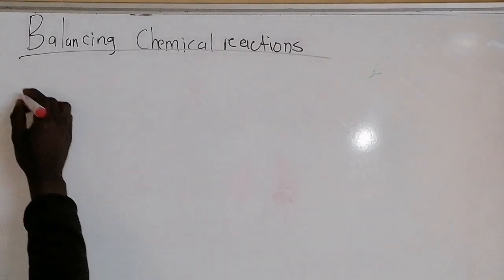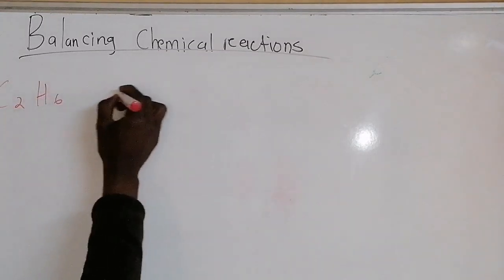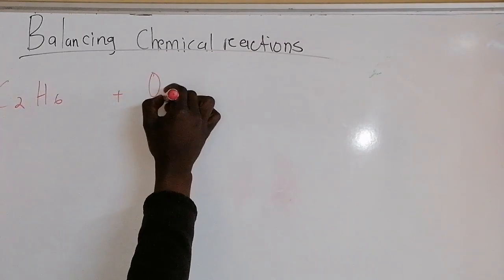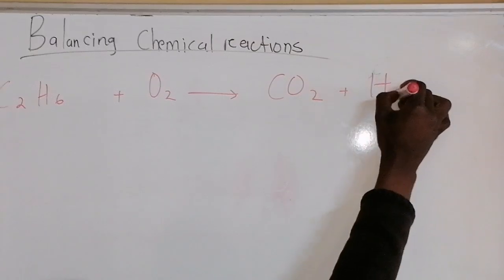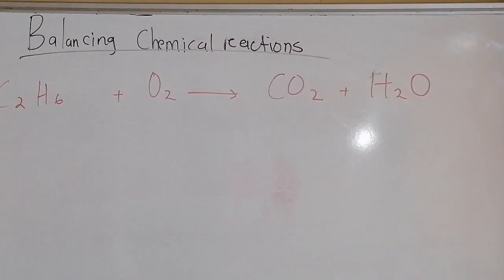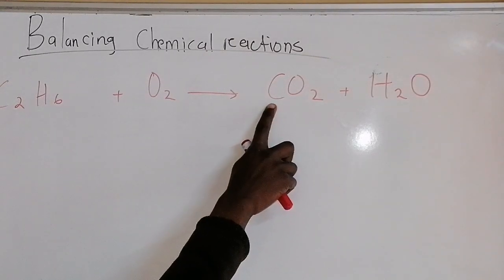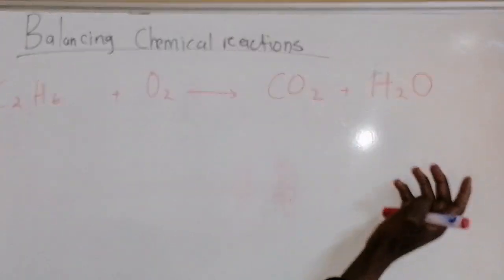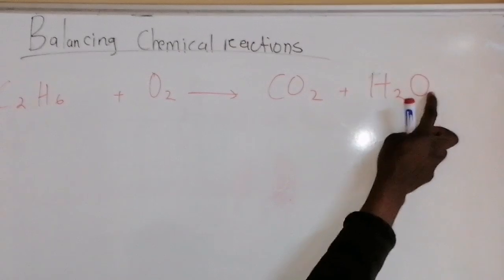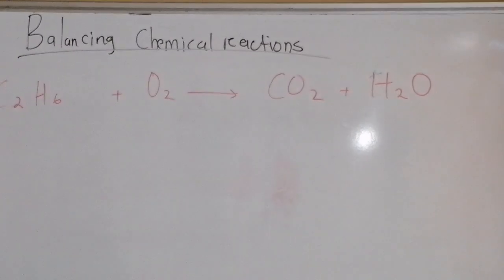Alright, let me say we have C2H6 plus O2, then we have CO2 plus H2O. Just pause your video and do this on your own, then continue to see if you got it or not. All right, now here we have C2, and C1 on the other side, so it is not balanced, right? We have H6 and H2, it's not balanced. We have O2, and on the other side we have 2 and 1, so 2 plus 1 is 3, therefore it's not balanced.